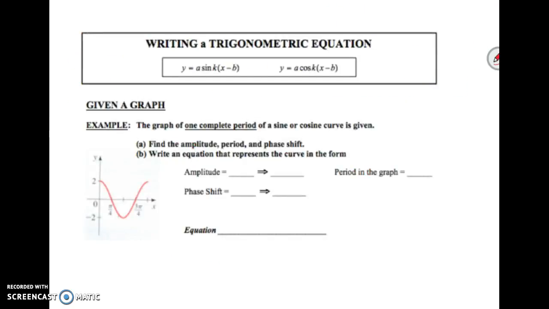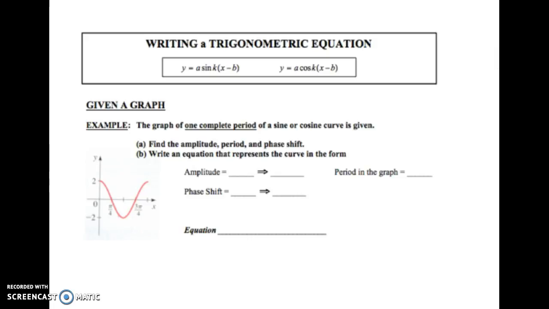Next, we're going to talk about writing trig functions if you're given a graph. So basically, this is just the reverse process. We're going to take a picture and we're going to extract from it all of the elements that we need for our equation, and then we're just going to plug them back in. So we need to know, do we have an A, do we have a K, do we have a B, do we have an H, right? Those are all the things that we have to figure out.